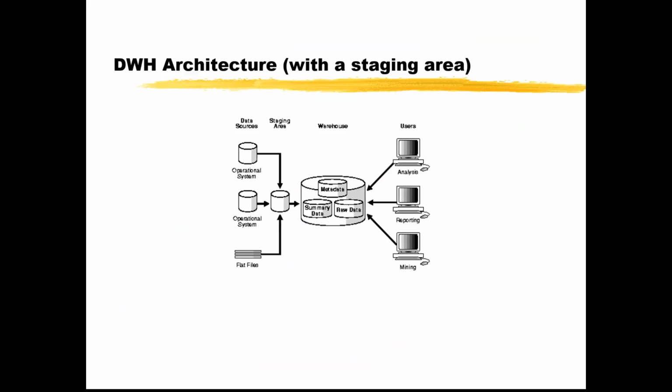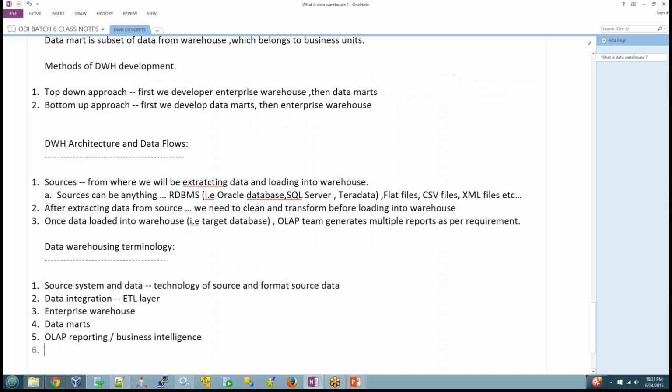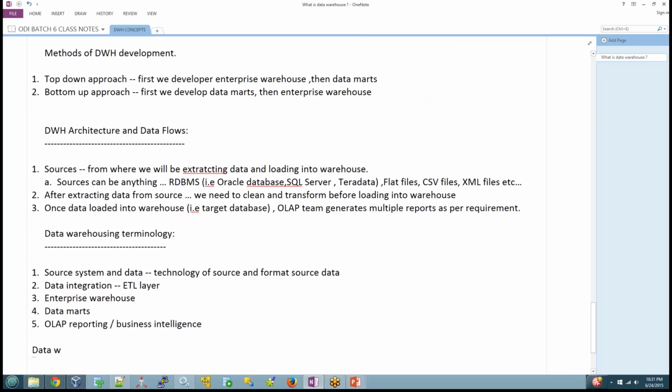Here we have three different sources: operational systems and flat files. First we will extract the data from these sources and load it into the staging area. From this staging area we will load into the warehouse. So what is a warehouse? The data warehouse is nothing but a database.